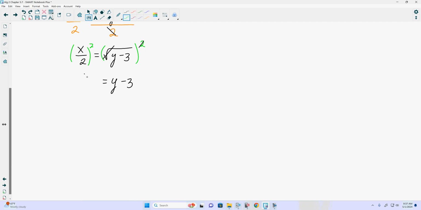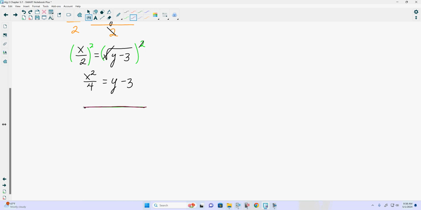X times x is x squared, and 2 times 2 is 4. We just squared it. If there had been like x plus 1 over 2, then we actually have to write out x plus 1 times x plus 1 and go through the multiplication process. There is no addition or subtraction in that, so we don't have to worry about that there.